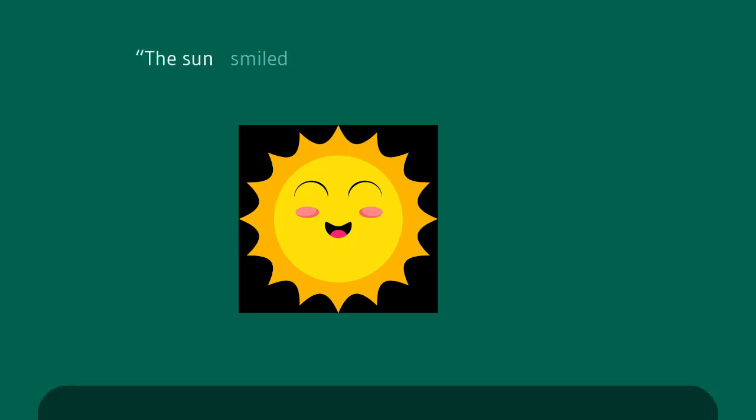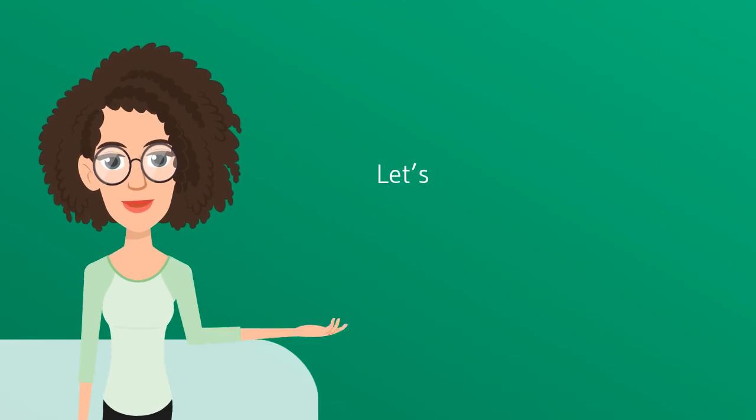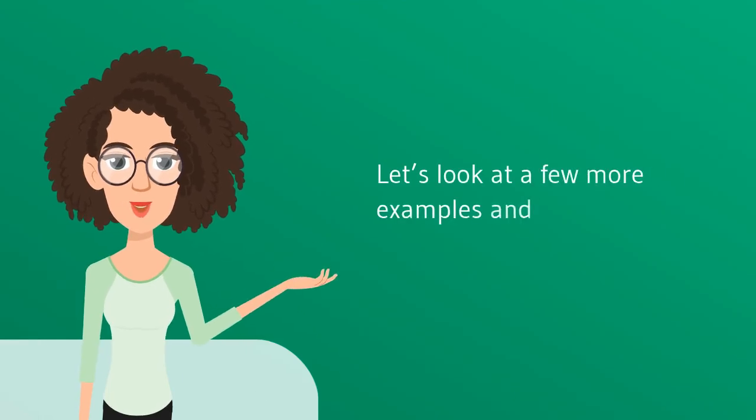Here's another example. The sun smiled down on the children at play. Of course, the sun can't smile. But by using this expression, the writer helps us imagine a warm, pleasant day. The smile gives the sun a friendly and welcoming feeling. This makes the scene feel happy and joyful. Let's look at a few more examples and talk about what they mean.